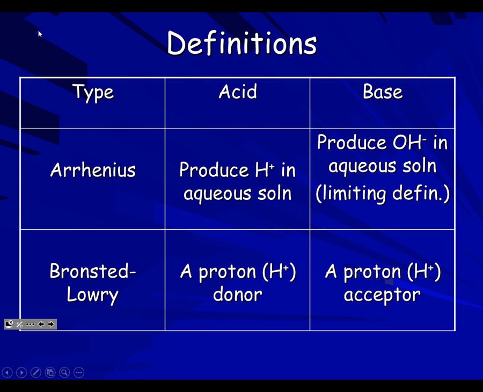The better definition that we use is the Bronsted-Lowry definition, where we still are talking about acid being a hydrogen donor or producing hydrogen. Remember that the hydrogen ion is also referred to as a proton. And so we have our acid as a proton donor, and we have a base as a proton acceptor, and this really opens up our definition for bases. We're going to see now how ammonia, which we know to be a base, produces hydroxide.